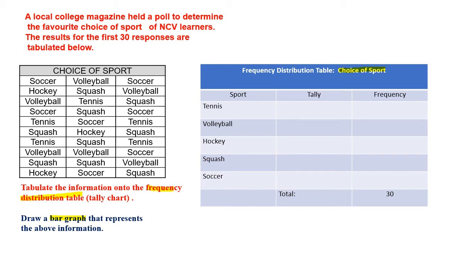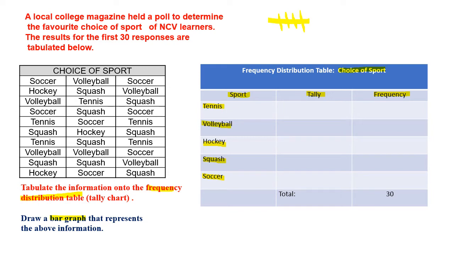I first have the different sports that I am dealing with. I see tennis, volleyball, hockey, squash, soccer. Then I have a column that deals with the tally. It'll lead me to a count, and a frequency basically tells me the number of students that chose each one of the individual sports. A tally is done like this. That represents 1, 2, 3, 4, and as soon as I put a line across, that shows a 5.